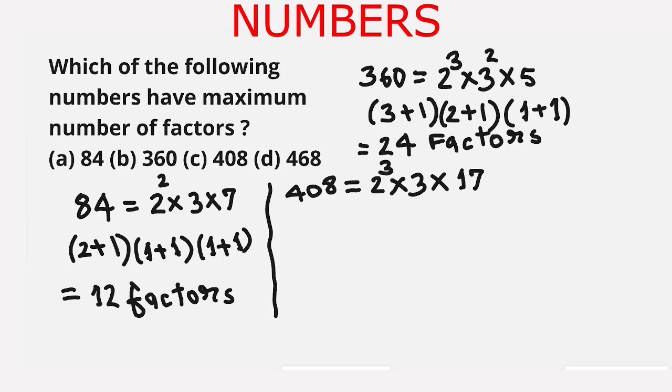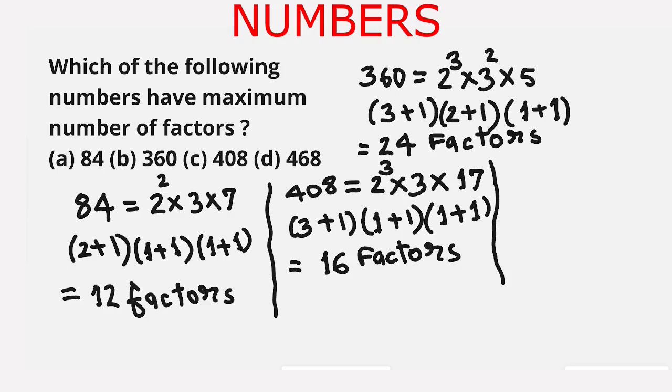It has number of factors. We add 1 to each power of prime factors. So this is 3 plus 1. 3 has power 1, so it is 1 plus 1, and 17 has power 1, so it is 1 plus 1. This is 3 plus 1 is 4, 1 plus 1 is 2, and 1 plus 1 is 2. So 4 times 2 is 8, 8 times 2 is 16. So 408 has 16 factors.